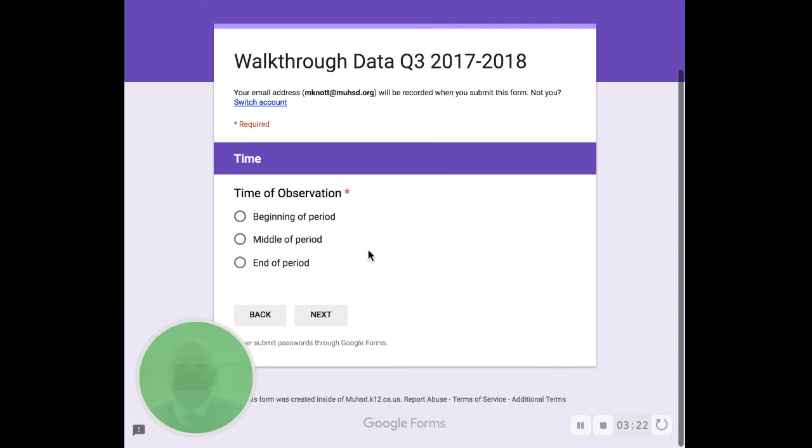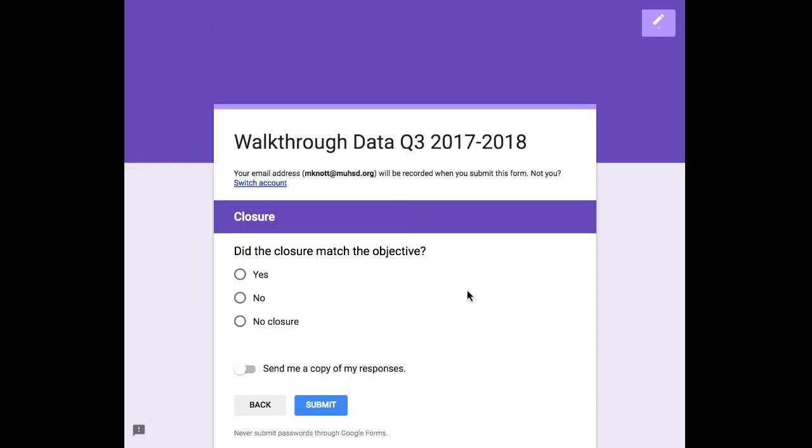This last question, or it could be the last question, depending on which one it is. If the time of the observation is the beginning or the middle of the period, this is the last question. If it is the end of the period, which I will show you as an example of being the end of the period, then it will give us one more question that is in reference to closure.